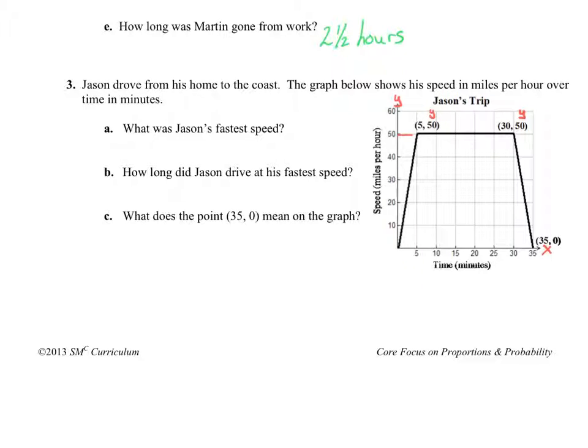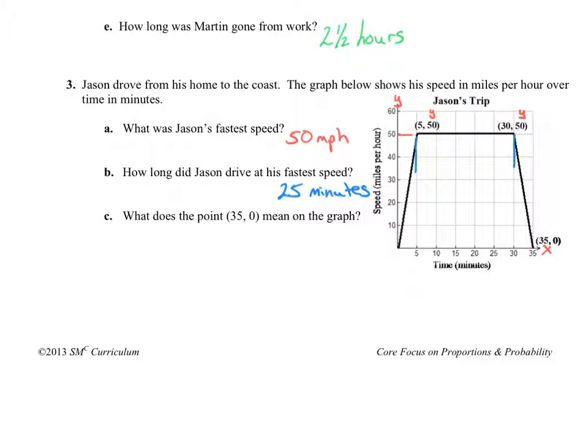Question B asks, how long did Jason drive at his fastest speed? Well, 5 minutes into his trip, he was driving at his fastest speed, and then he drove that fast until 30 minutes into his trip. So 5 to 30 is 25 minutes.